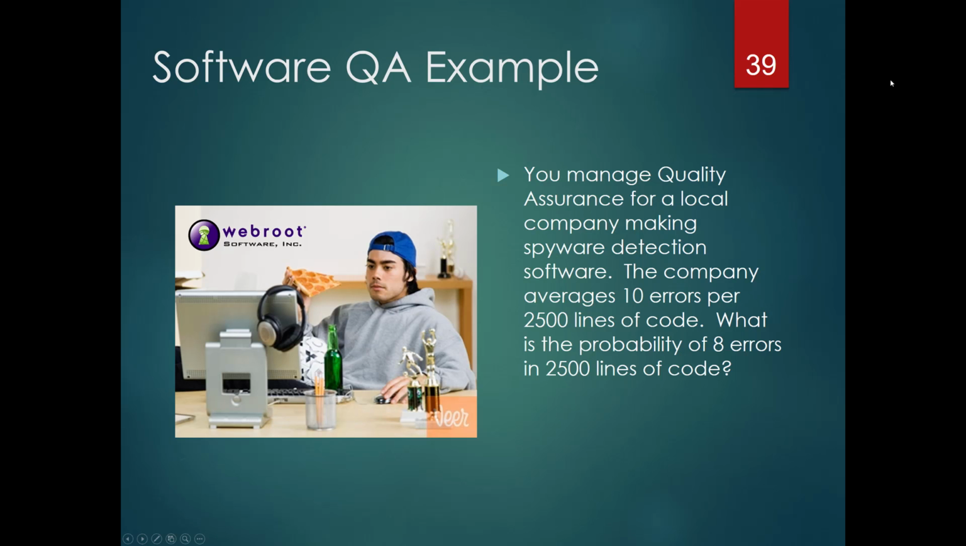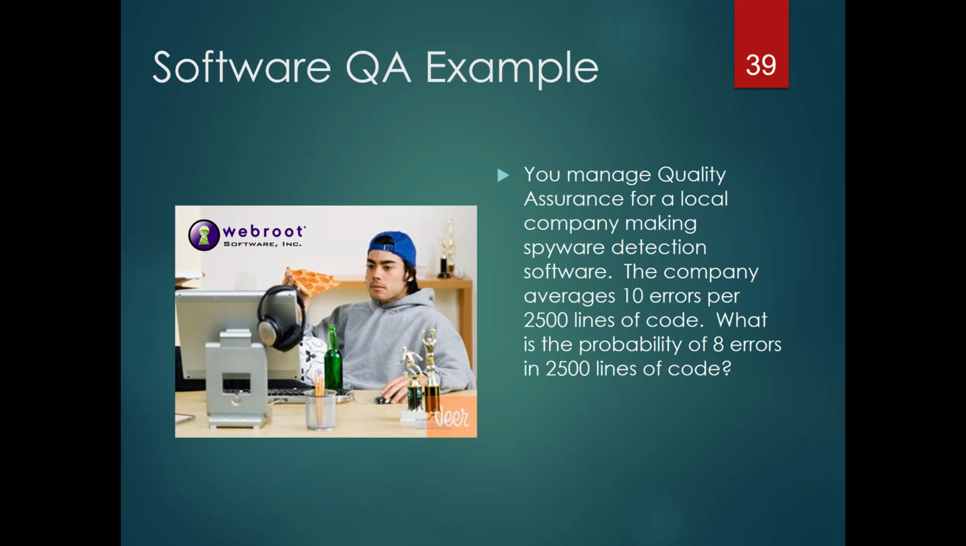Okay, you manage quality assurance for a local company making spyware detection software. The company averages 10 errors per 2,500 lines of code, but that's also the X of interest, 8 errors per 2,500 lines of code. So that's an indication I don't need that number 2,500 in the problem. And I have average is 10. I see that "per" errors per lines of code. So that's an indication this is a Poisson problem, and the average is 10. So the X of interest here is 8 errors per 2,500 lines of code.